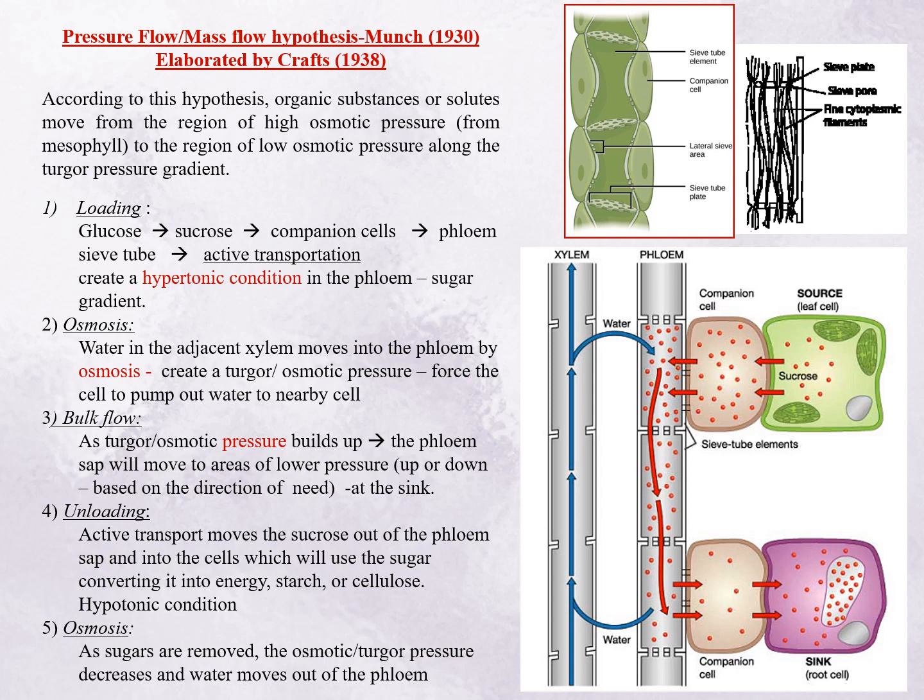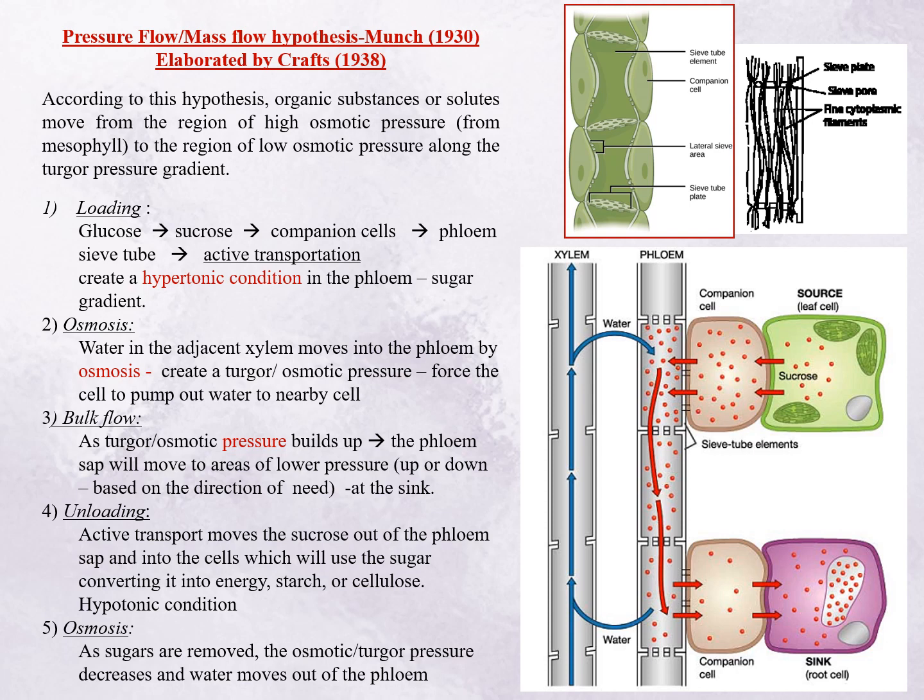So this process consists of 5 steps, that is loading, osmosis, bulk flow, unloading, and again osmosis. So let me see it in elaborated form. First, the loading process, where an example is considered from leaf to root. So source is considered as the leaf and sink is considered as the root portion of the plant. The leaf consists of sucrose, which is produced through photosynthesis.